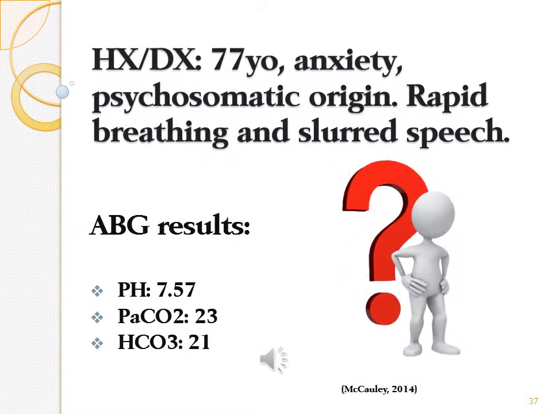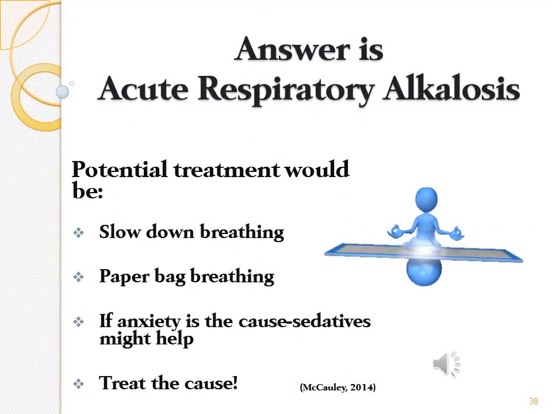This next patient: 77 years old, anxiety, psychosomatic origin, rapid breathing, and slurred speech. His ABGs are 7.57, PaCO2 is 23, and bicarbonate is 21. The answer to this question is acute respiratory alkalosis.